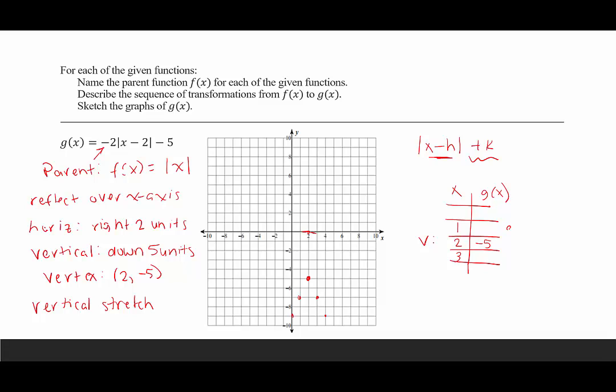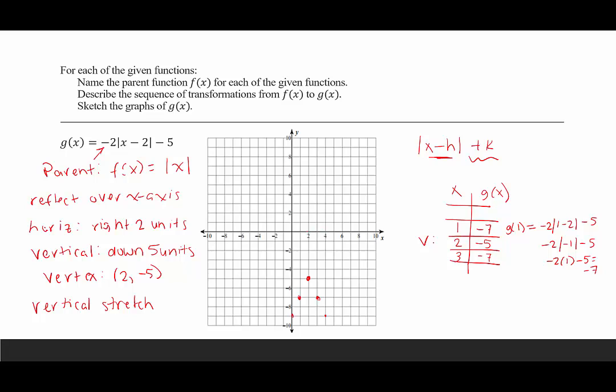If I plug in 1, that would be g of 1. We would have negative 2 times the absolute value of 1 minus 2, minus 5. That would be negative 2 times the absolute value of negative 1, minus 5. The absolute value of negative 1 is 1. So that's negative 2 times 1 minus 5, which is negative 7. Now I know that plugging in 3 is going to give me that same result of negative 7. So I have (1, -7), which I have right here, and (3, -7), which I have here. Okay, now we're going to go back to 2.